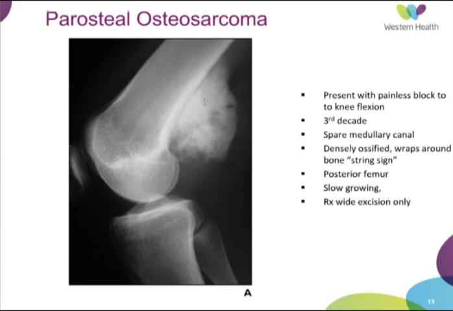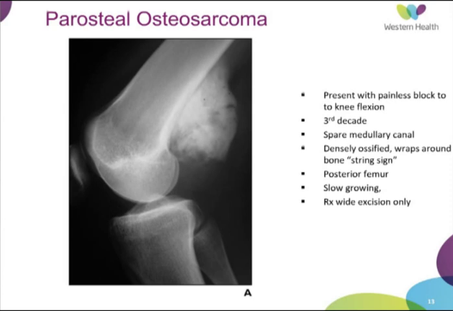So this is a periosteal osteosarcoma. It's a low-grade tumour, so not a particularly active or highly replicating tumour. It often affects the distal femur, and when it does, it affects the back of the distal femur and actually presents with a painless block to knee flexion.